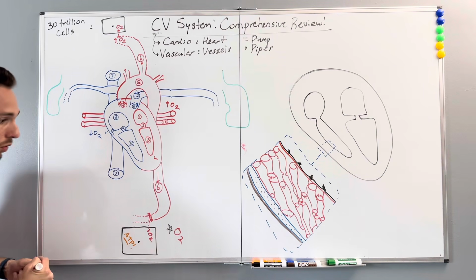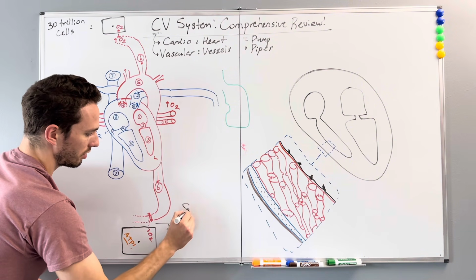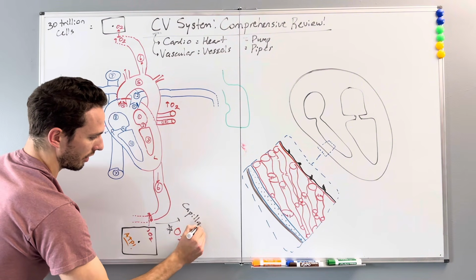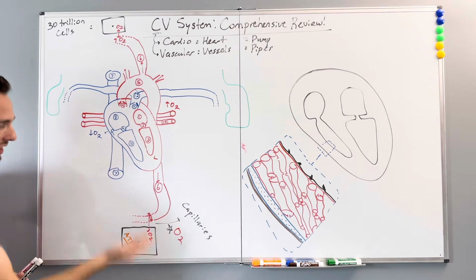Now the location at which this is happening is going to be called the capillaries. We're going to go through those a little later. Capillaries. Okay, very tiny blood vessels. They have fenestra, these openings to allow things in and out.